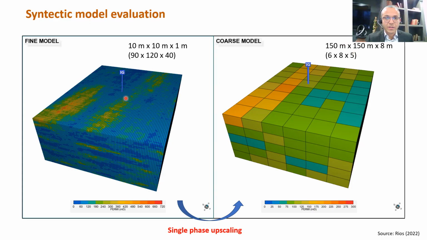One injector is located in the center of those models, injecting a cumulative mass of CO2 of 80,000 metric tons over 5 years. This is around 14% of the total pore volume of the aquifer model.